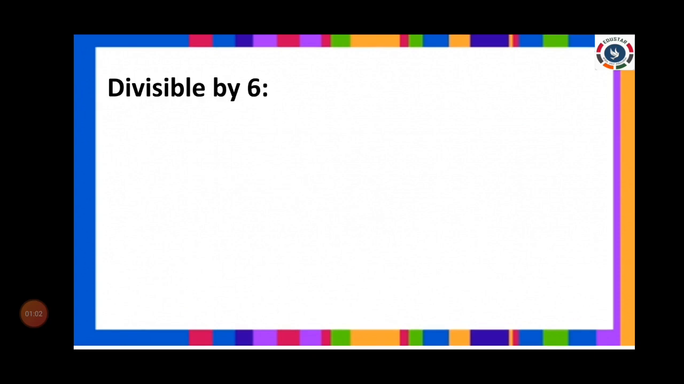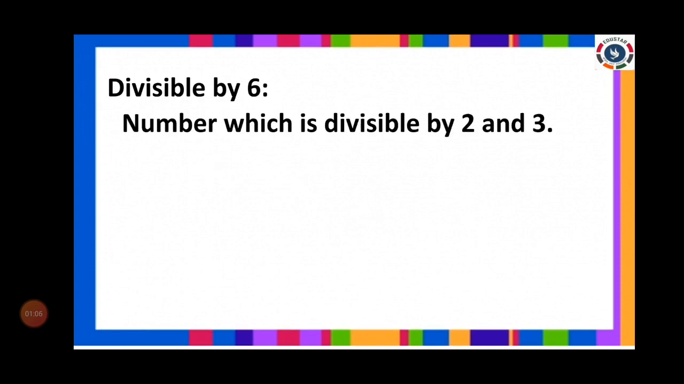The next one, divisible by 6. A number which is divisible by 2 and 3. The number which is divisible by both 2 and 3. Okay. For example, 3456. Now we want to check whether it is divisible by both 2 and 3.